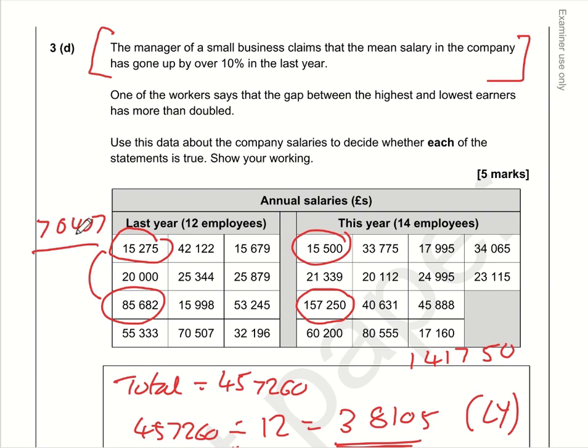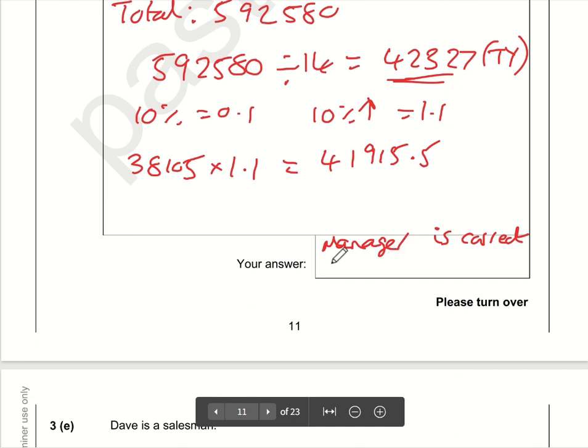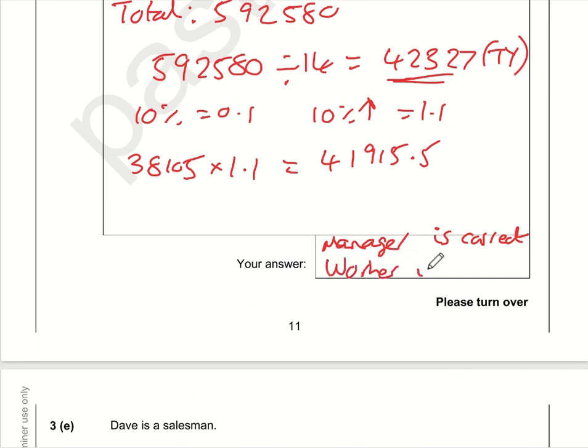One of the workers says that the gap between the highest and the lowest earners has more than doubled. Well, let's double this. And if it is still less than that, then this worker is correct. So 70,407 multiplied by 2 comes to 140814, which is less than that amount here. So the worker is correct. So the manager is correct, the worker is also correct.